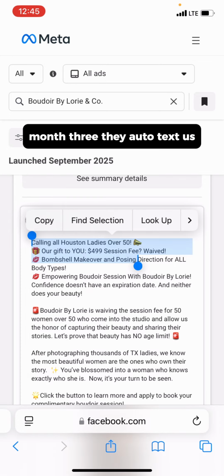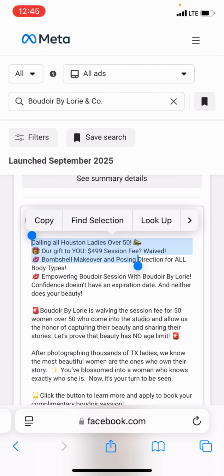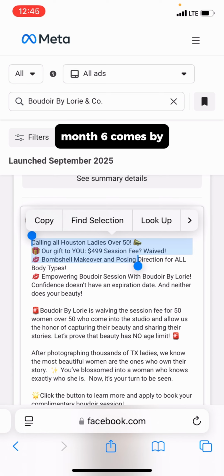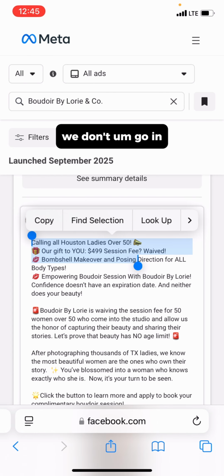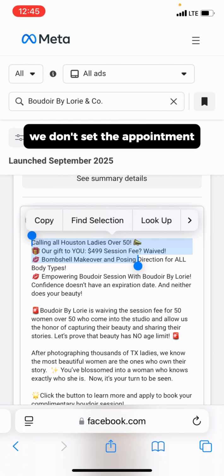Month 3, they auto text us. We do nothing. We ignore it. Month 4, they text us. We ignore it. Month 5, they text us. We ignore it. And month 6 comes by. We do not do our 6-month checkup. We don't go in. We don't set the appointment.